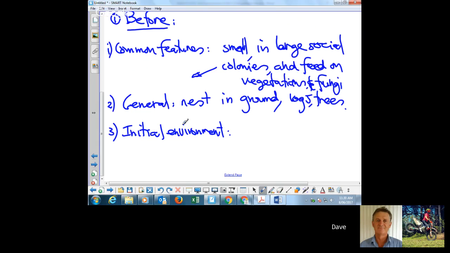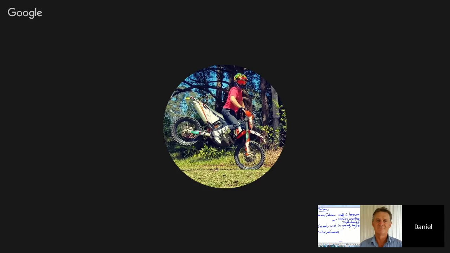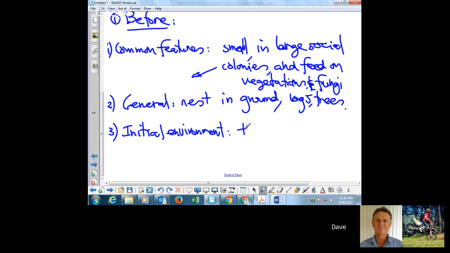What would the environment have been like before they started to live in the desert mounds? If they're living in the ground, in logs or trees, what can you suggest the environment may have been like? Rainforest, damp, not so dry. Subtropical. Okay. You might say temperate, subtropical environment, which a lot of Australia was covered with.